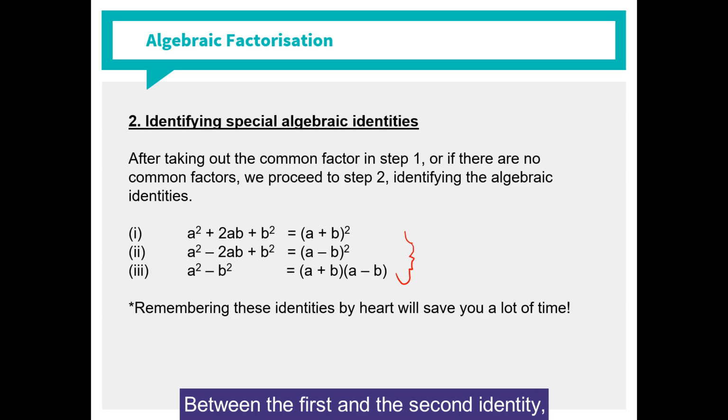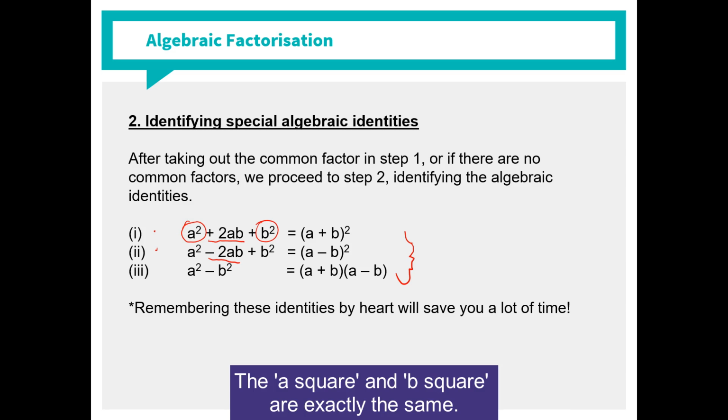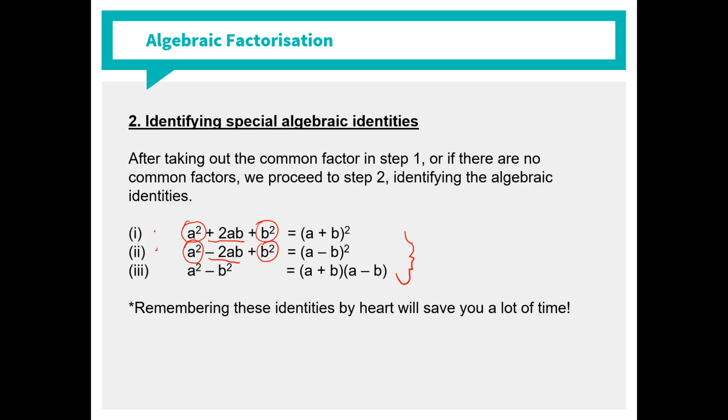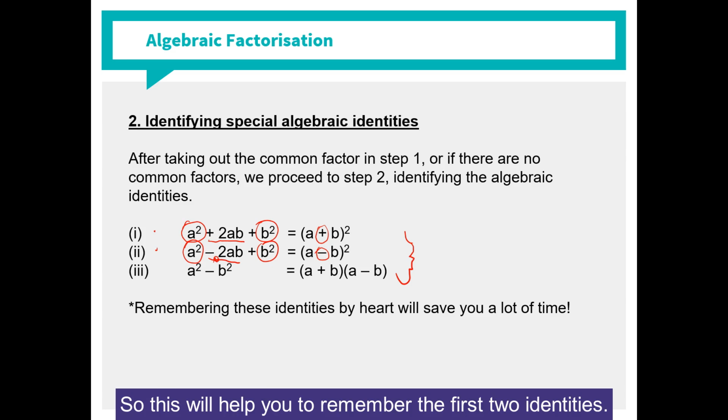So you see between the first one and the second one, the only difference is that one is plus 2ab, the other one is minus 2ab. The a square and the b square are exactly the same. So this one, plus 2ab, gives you a plus b whole thing square, and this one, minus 2ab, gives you a minus b whole thing square. So this will help you to remember the first two.